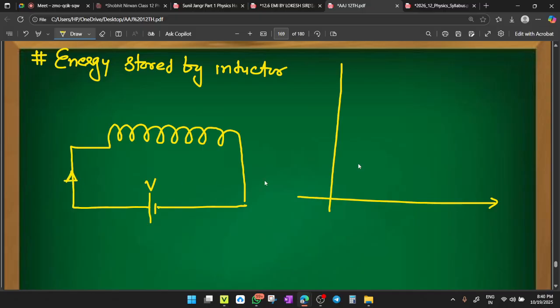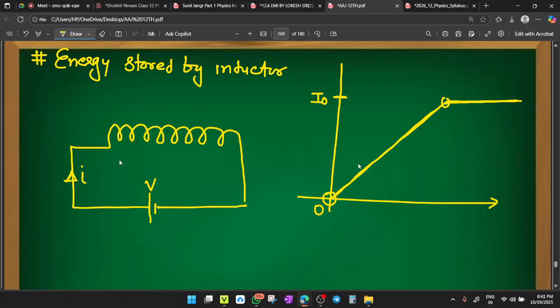So when the current starts, it will move like this. Initially it will have zero value. And finally the current attains its maximum value, the maximum value the circuit can carry, equal to I naught, and then it will be constant like this, right? Now, up to here the current is changing from its minimum value zero to its maximum value. So there will be an opposite EMF produced continuously, to oppose the current.